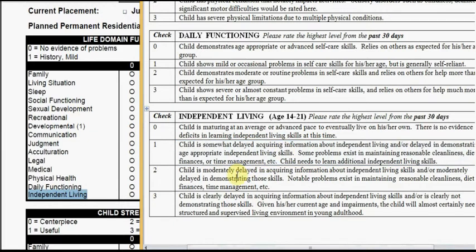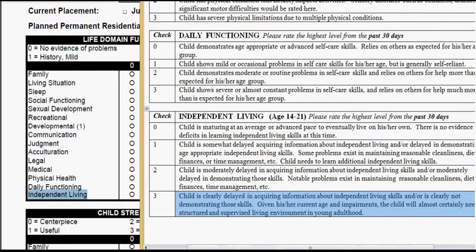In 2, the child is moderately delayed in acquiring information about independent living skills and or moderately delayed in demonstrating those skills. There are notable problems in maintaining reasonable cleanliness, diet, finances, time management, etc. And in 3, the child is clearly delayed in acquiring information about independent living skills or is clearly not demonstrating those skills. Given his current age and impairments, the child will almost certainly need a structured and supervised living environment in young adulthood.